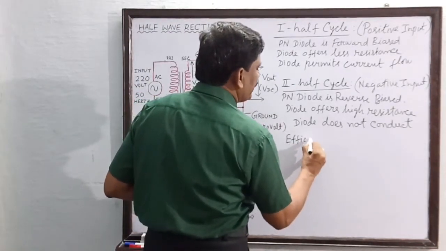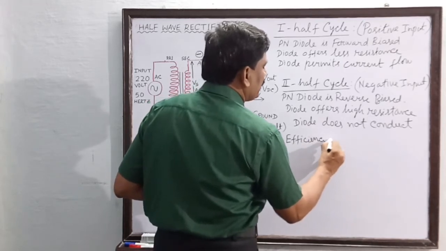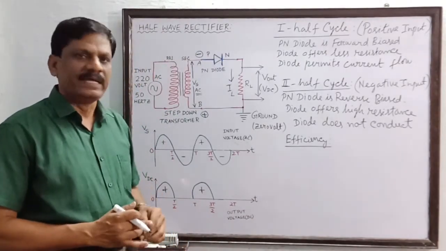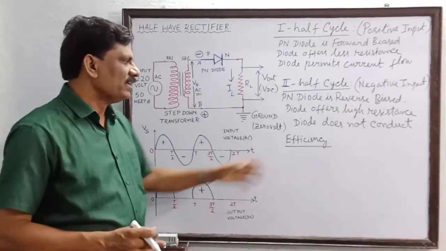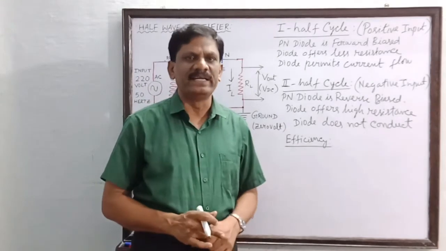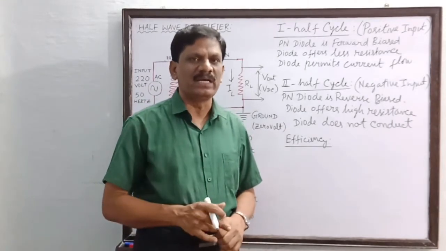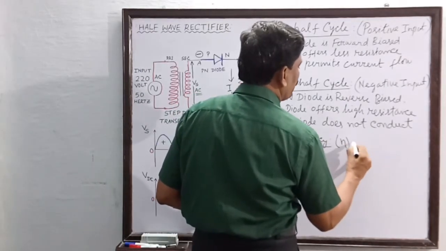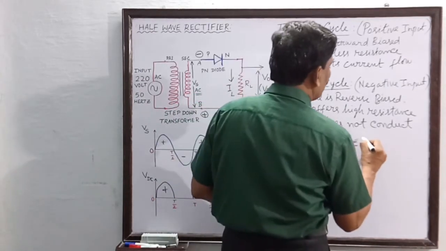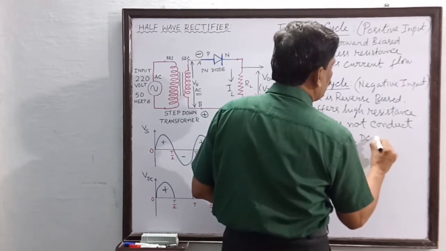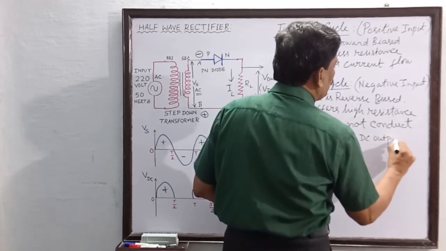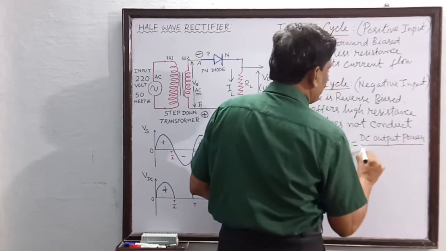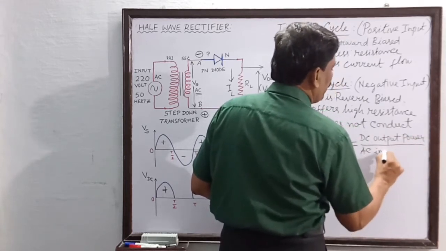Okay, efficiency. Already we have taught this in the regular class in the chapter alternating current and electromagnetic induction. Efficiency of a transformer we have studied, is it not? Output by input power. Like that here also, efficiency. The same symbol I am going to take. So this is equal to the DC output power divided by the AC input power.